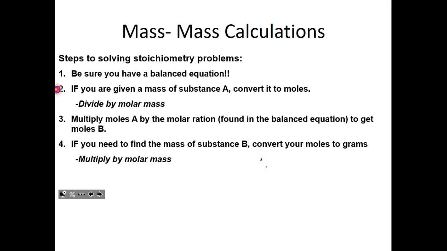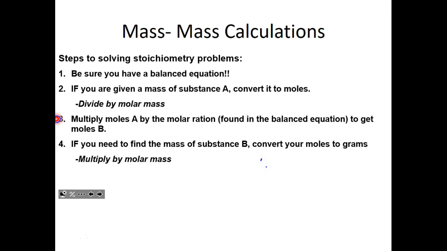So the first thing you want to do is convert that to moles. How do you convert the mass of your given substance to moles? Divide by the molar mass, okay? After you've divided by the molar mass, then you would have moles of A. So now you're ready to figure out moles of your unknown, moles of B, and you can do that by multiplying by the molar ratio from the balanced equation.